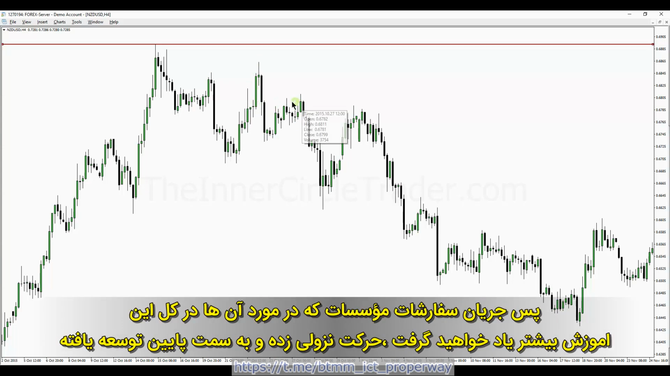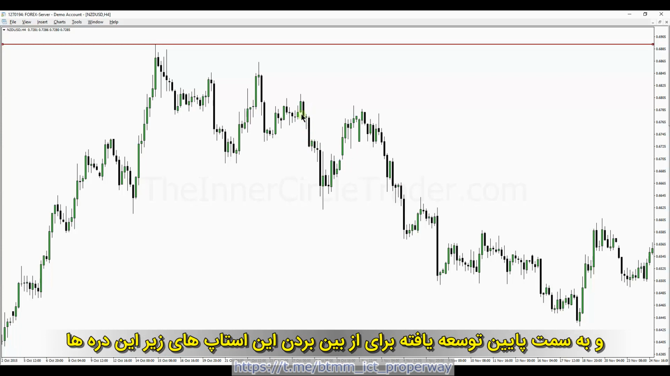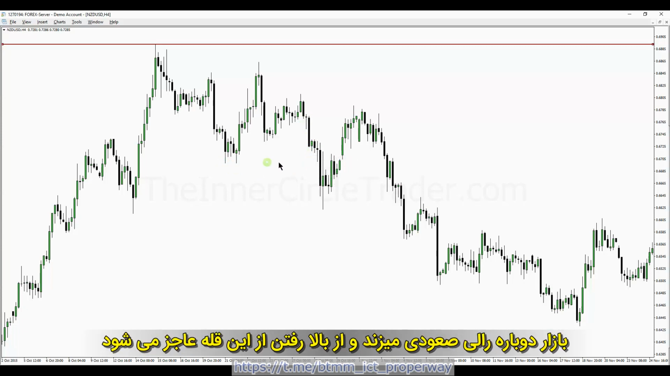So institutional order flow, as you'll learn more about throughout this entire mentorship, moves back to bearish and expands to the downside. It expands down to the downside to run out these stops below these lows. The market rallies up again and fails to get above this swing high.